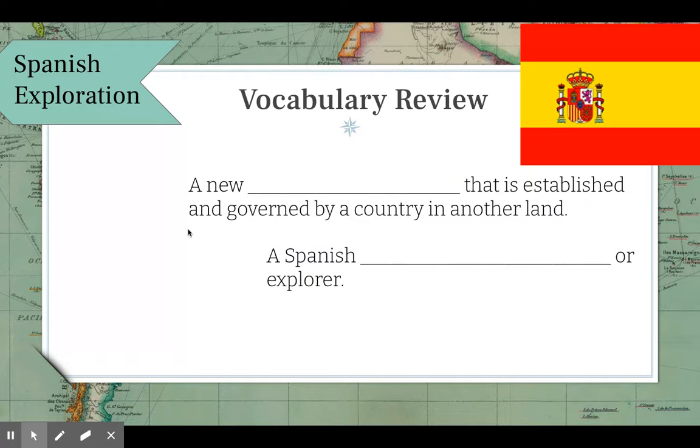So as we look at Spanish exploration, there are a few terms that I'm going to hit today. The first one is colony. A colony is a new settlement that is established and governed by a country in another land.